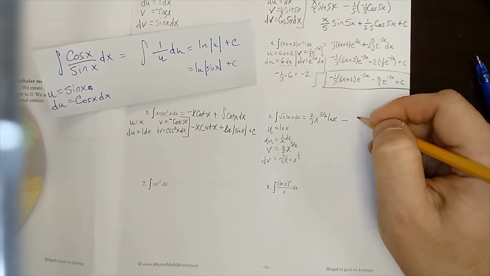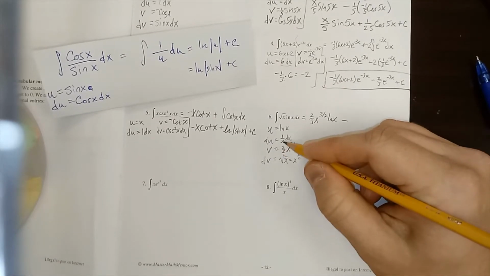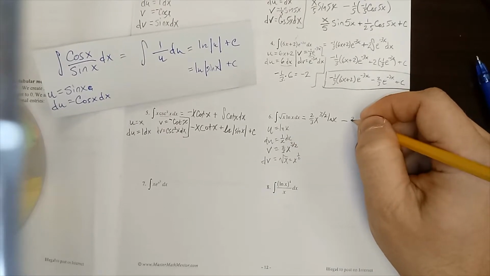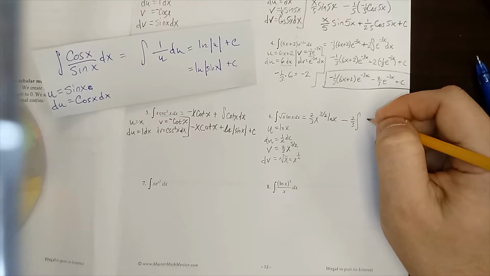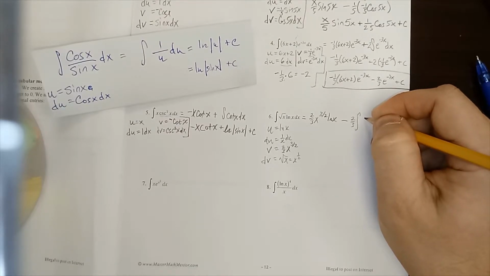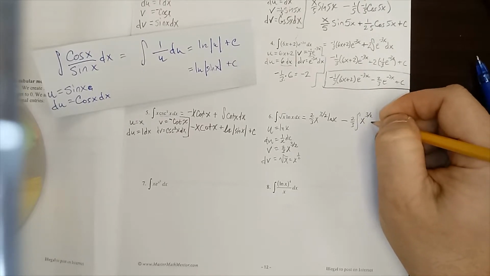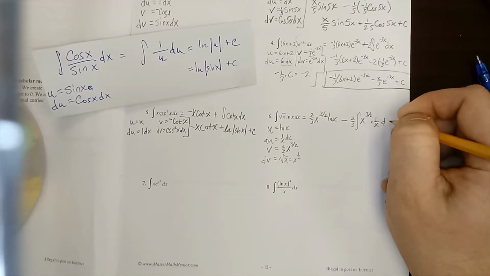minus v du. So I can bring the 2/3 out front. There's no negatives to cancel the minus. And I have x to the 3/2 times 1 over x dx.